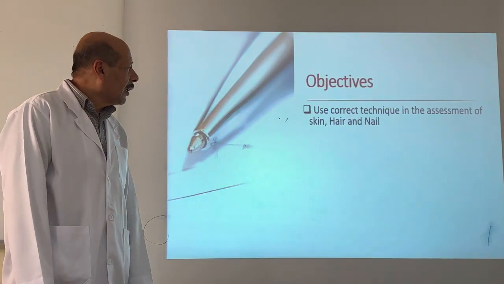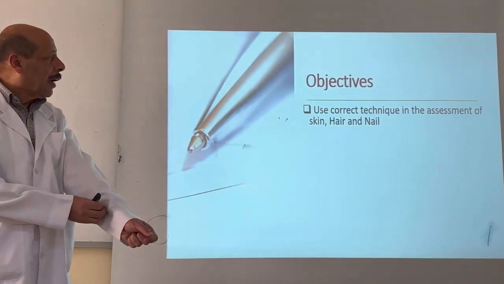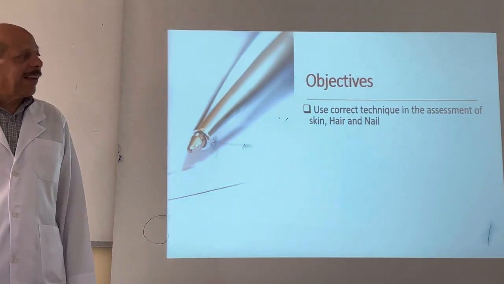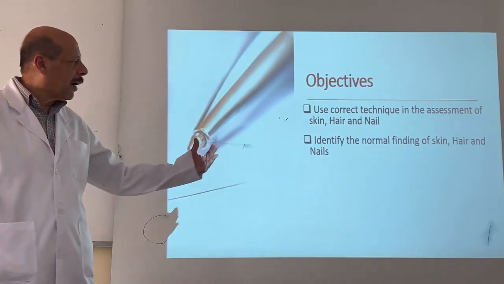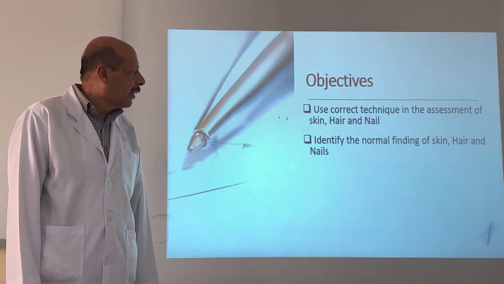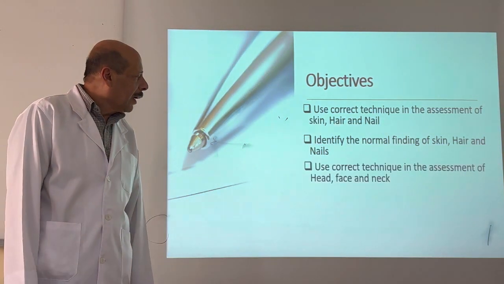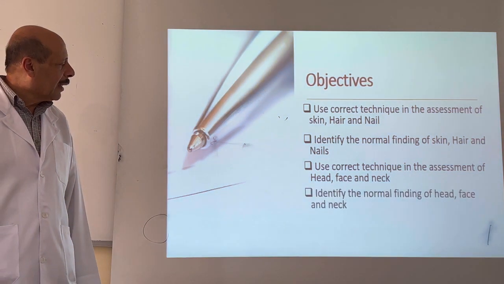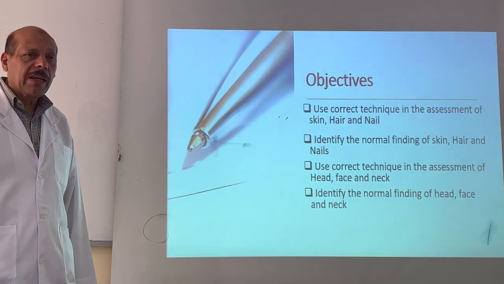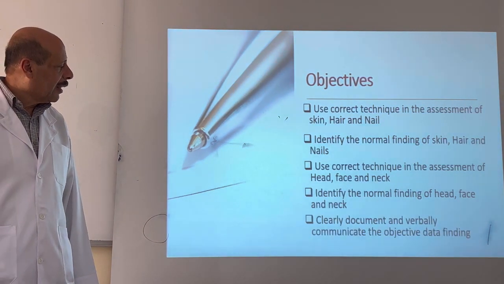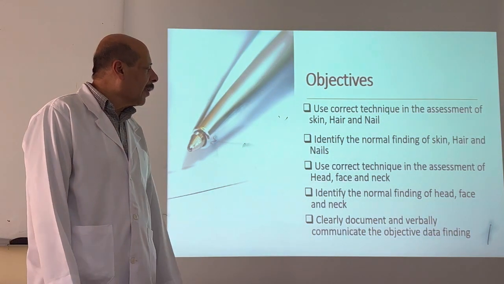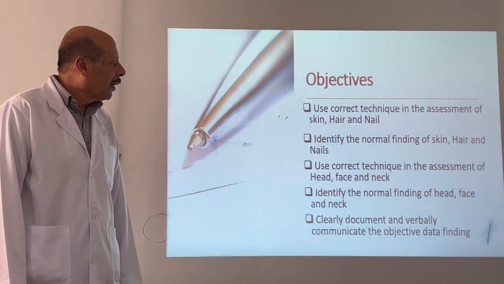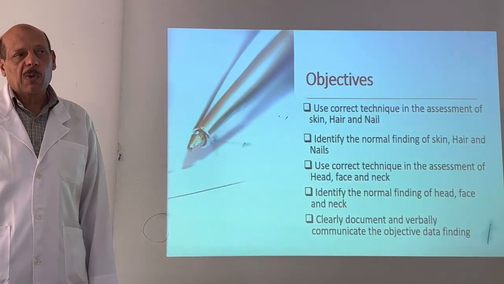So our objective, we have to use the correct technique in assessment of skin, hair, and nails. And we have to identify the normal finding of skin, hair, and nails. Use the correct technique in the assessment of head, face, and neck. And identify the normal finding in the head and face and the neck. Then clearly communicate verbally the objective and the data which we find.